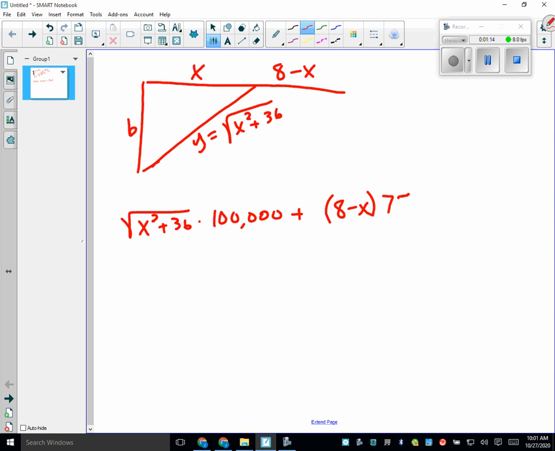Times 75,000 is equal to my cost. Right? How do I minimize it? Set it equal to 0 and find the derivative. We'll find the derivative and set it equal to 0. Okay.